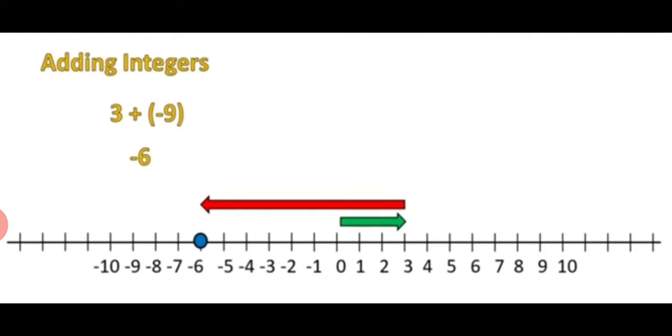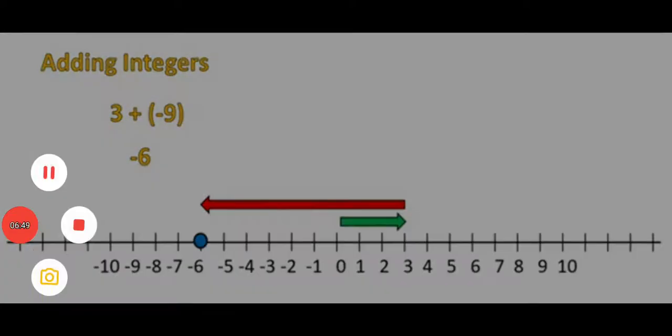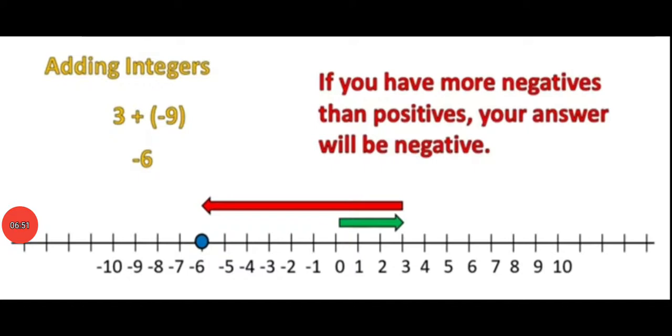Hope it is clear to you. Now remember, if you have more negatives than positives, here plus 3 plus -9, that means negative is more than the positive. So the answer will be negative, as you can see. The answer is -6, that means it is a negative answer.